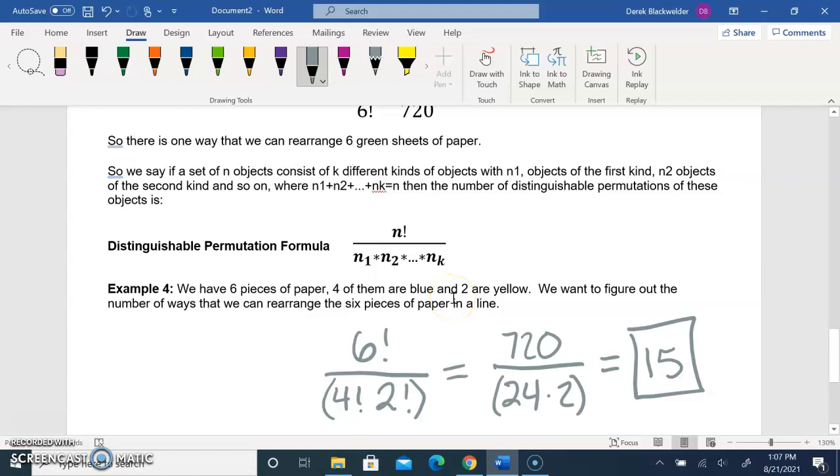So you still have to ask yourself, does order matter for a distinguishable permutation? But some of those things you wouldn't be able to distinguish if we rearrange them. So that is a distinguishable permutation.